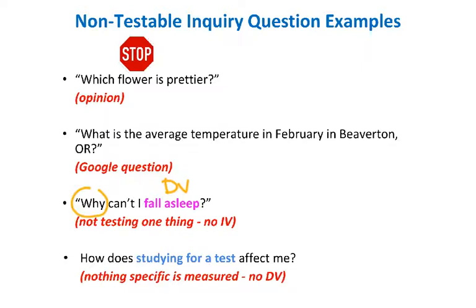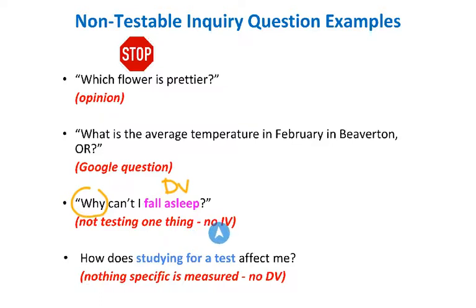Now, if we changed this question and we said, do I fall asleep faster when I don't drink soda before bed? That would be a good testable question because then you would have an independent variable, right? You would have soda versus no soda, and then you would see how fast you fall asleep. But in this example, why can't I fall asleep? We have a dependent variable, falling asleep, but we don't have something that we're testing. We don't have something that we're purposely changing for each of our two groups. Okay, so go ahead and write into your notes that this question is not testing one thing.